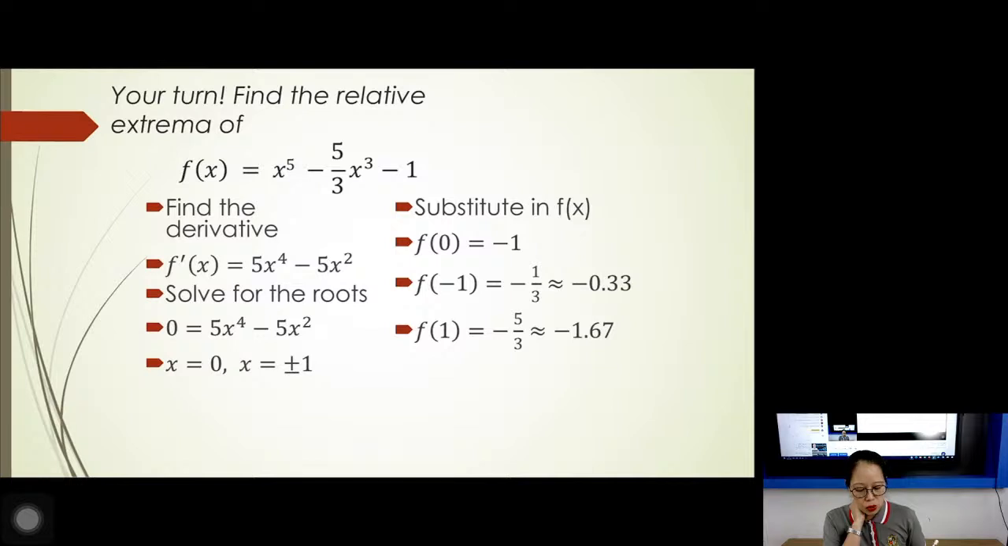So compare. Which one is the highest here? Is it -1, -0.33, -1.67? Tell me, what do you think is the maximum? Very easy, right? So tell me now the maximum and the minimum. Compare, that's correct. So try to compare now. Which one is max? Which one is min?